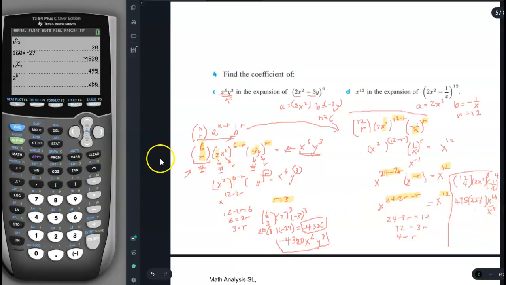What about the numerical part? It would be 495 times 256. 126720. 126720 is the coefficient. The term would be 126,720 x to the 12th. Okay, so they asked for the coefficient, so this would be the answer. That is the algebra method. How did you like that?